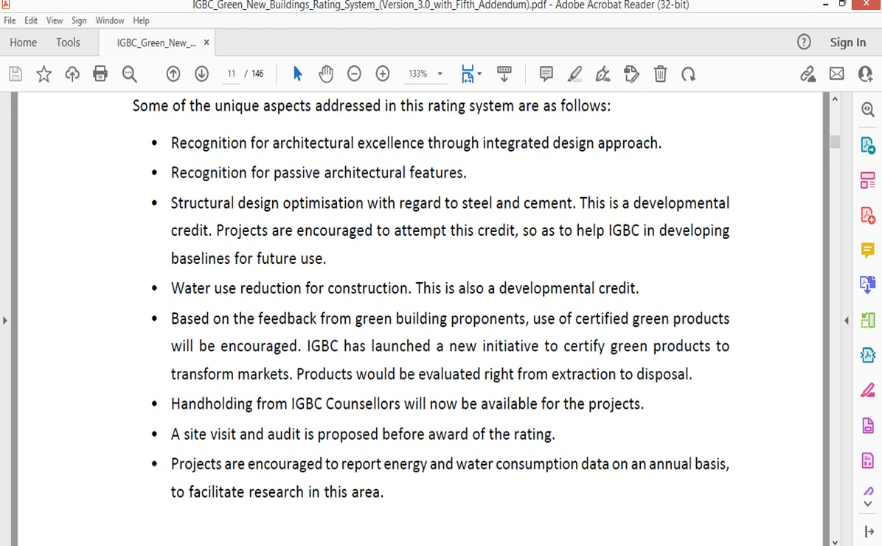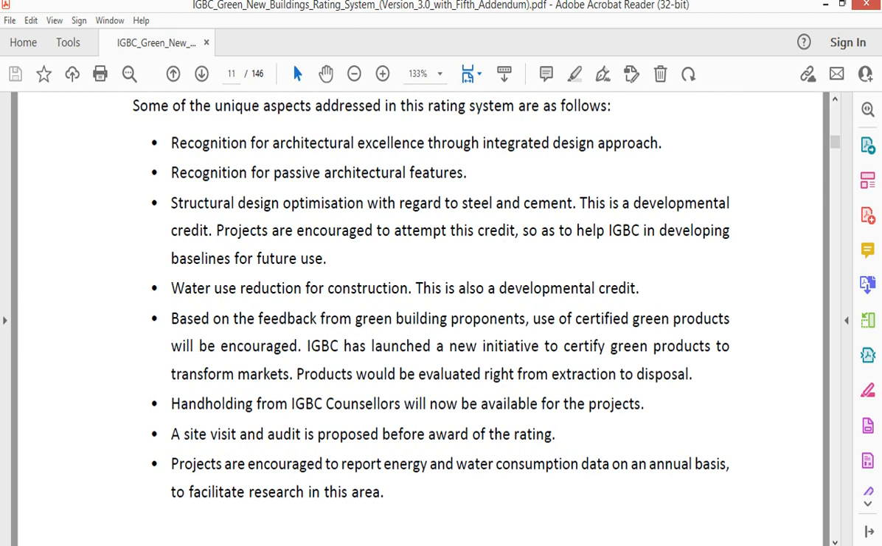Then comes the third aspect, which is about the structural design optimization with respect to steel and cement. Steel and cement are the two most commonly used building materials. Steel is considered to be sustainable as it can be recycled, but at the same time it also contributes a lot towards the carbon emissions. Similarly, in the case of cement, its manufacturing process involves a lot of carbon emissions.